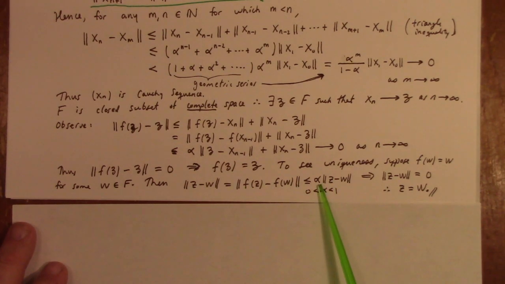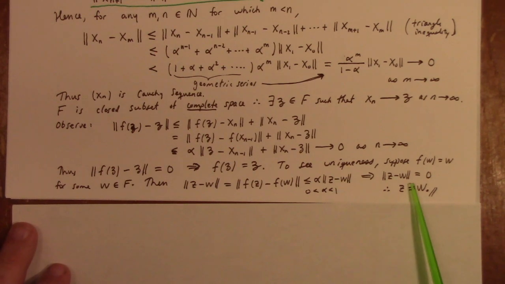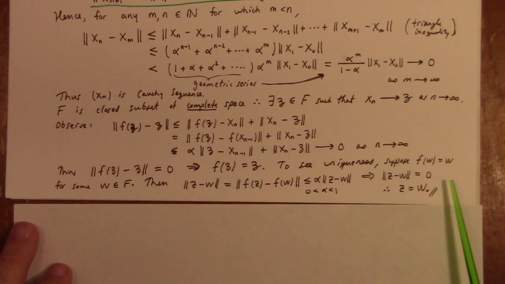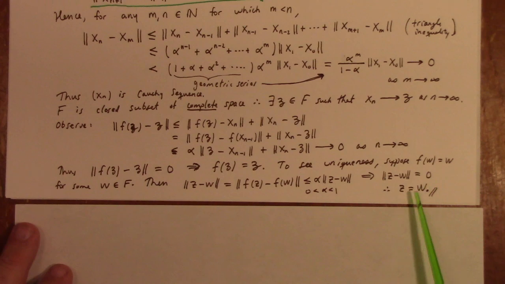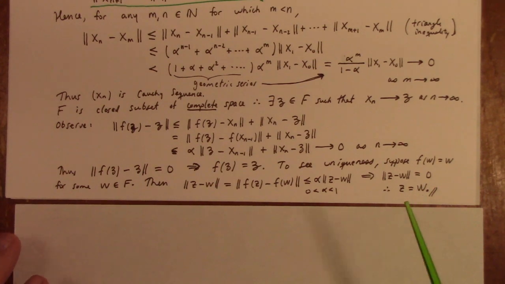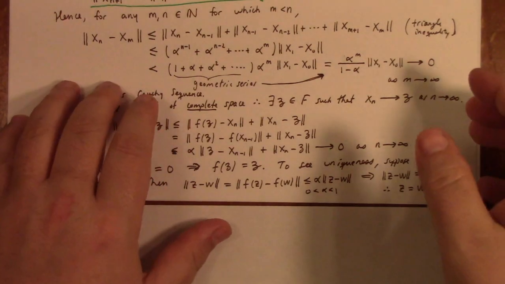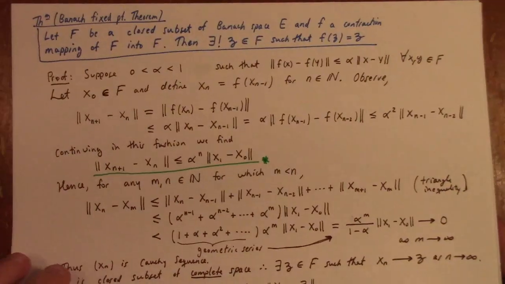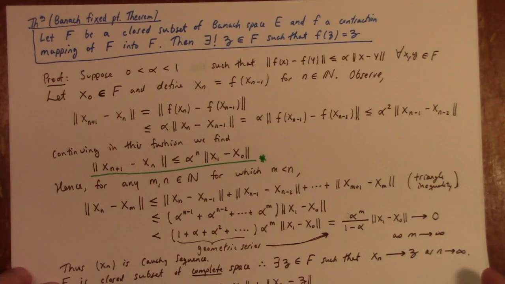Think about it. If alpha is a half, can you have the norm of z minus w less than or equal to a half the norm of z minus w? No, sir, you can't do that unless the norm of z minus w is 0. And if the norm of z minus w is 0, well, z is equal to w, consequently unique. That's it. That is the proof of the Banach fixed point theorem.